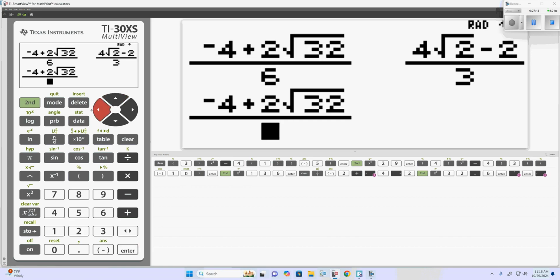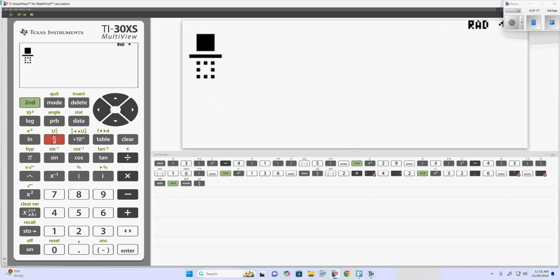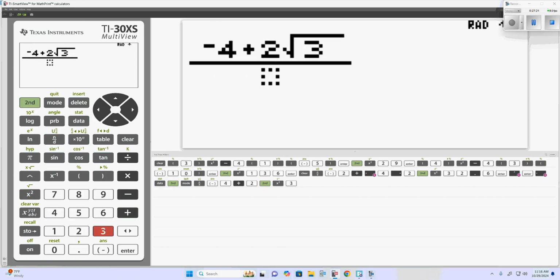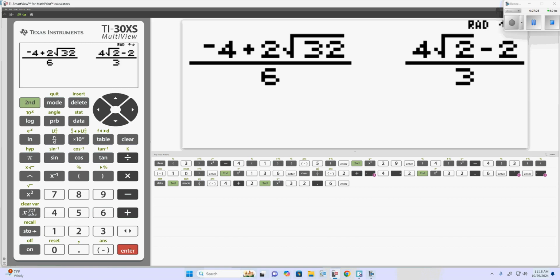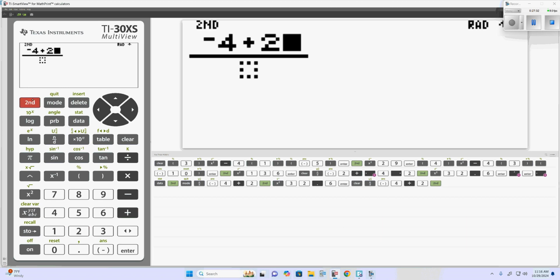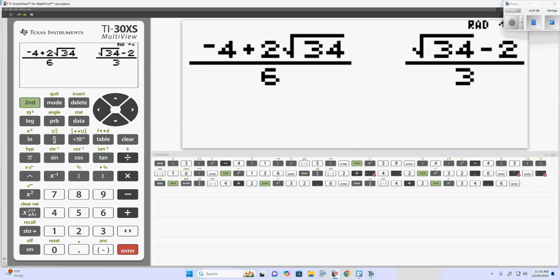Let's try this again, because otherwise that's not going to make a whole lot of sense. So let's do negative 4 plus 2 square roots of 34 over 6. There we go. Not 32, 34.